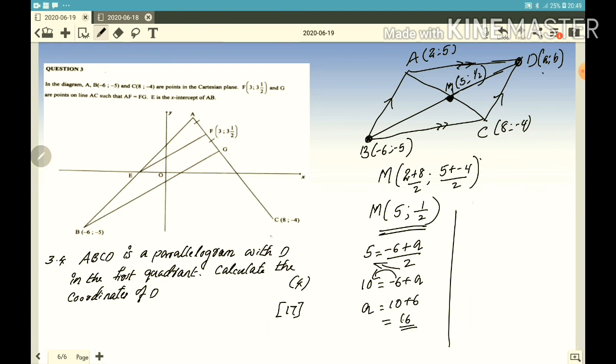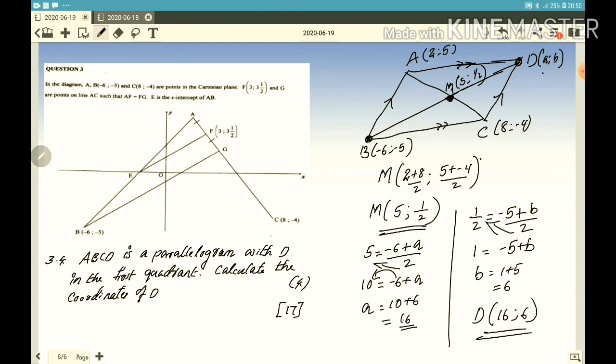Now we are looking for the Y value of D, that is small b here. What is the Y value of M? That is half, is equal to Y value of B, which is minus 5, plus the unknown Y value of D, that is small b, divided by 2. Simplify, cross multiply, that is half times 2 is going to be 1, is equal to minus 5 plus b. That is b is equal to 1 plus 5. Answer is 6. See, we got D's coordinates. X value is 16 and Y value is 6. So we are done. The full question is completed.